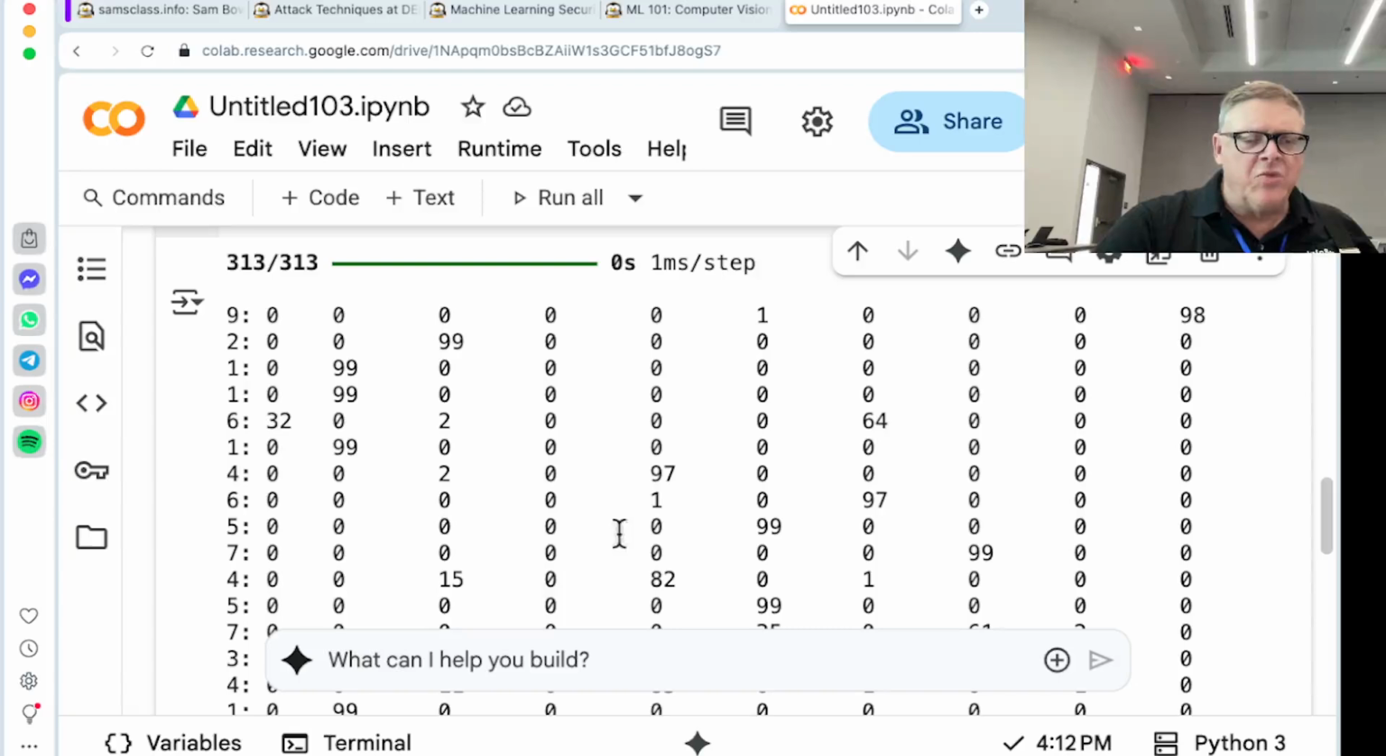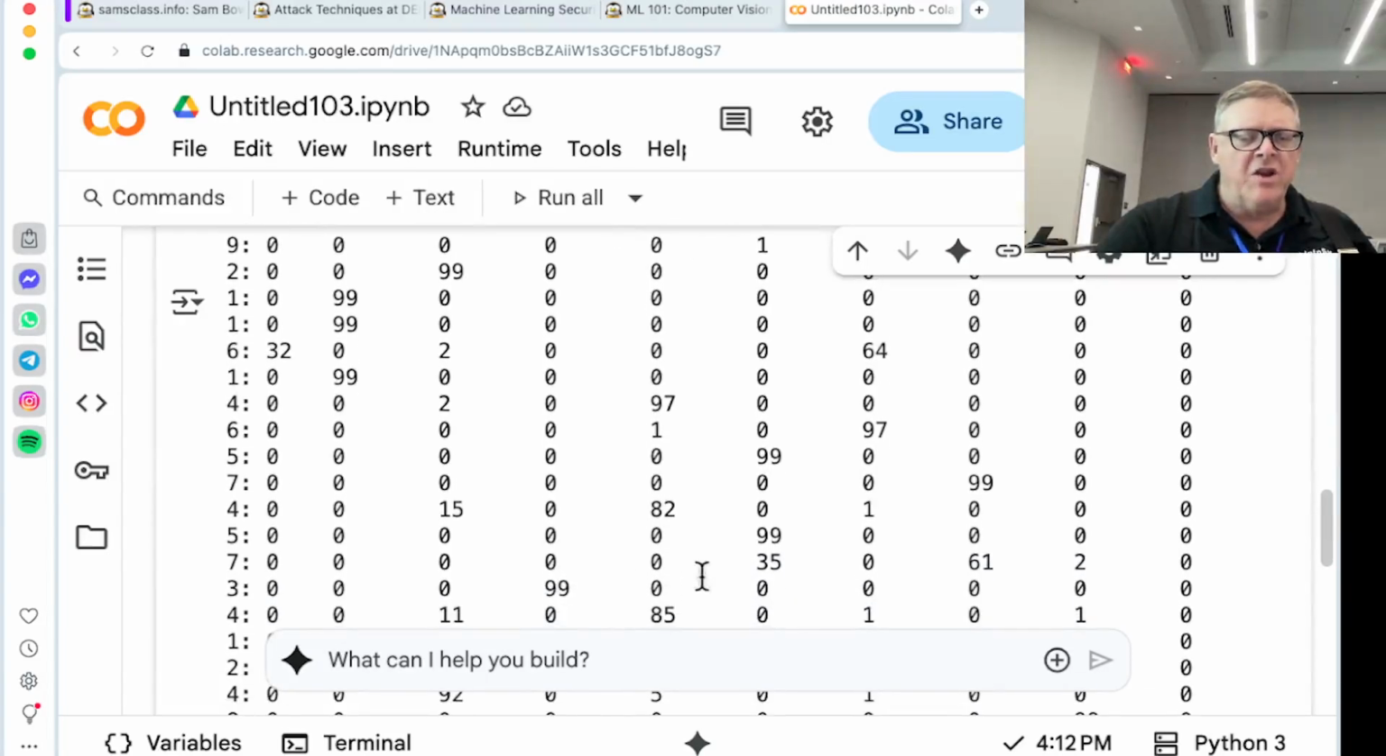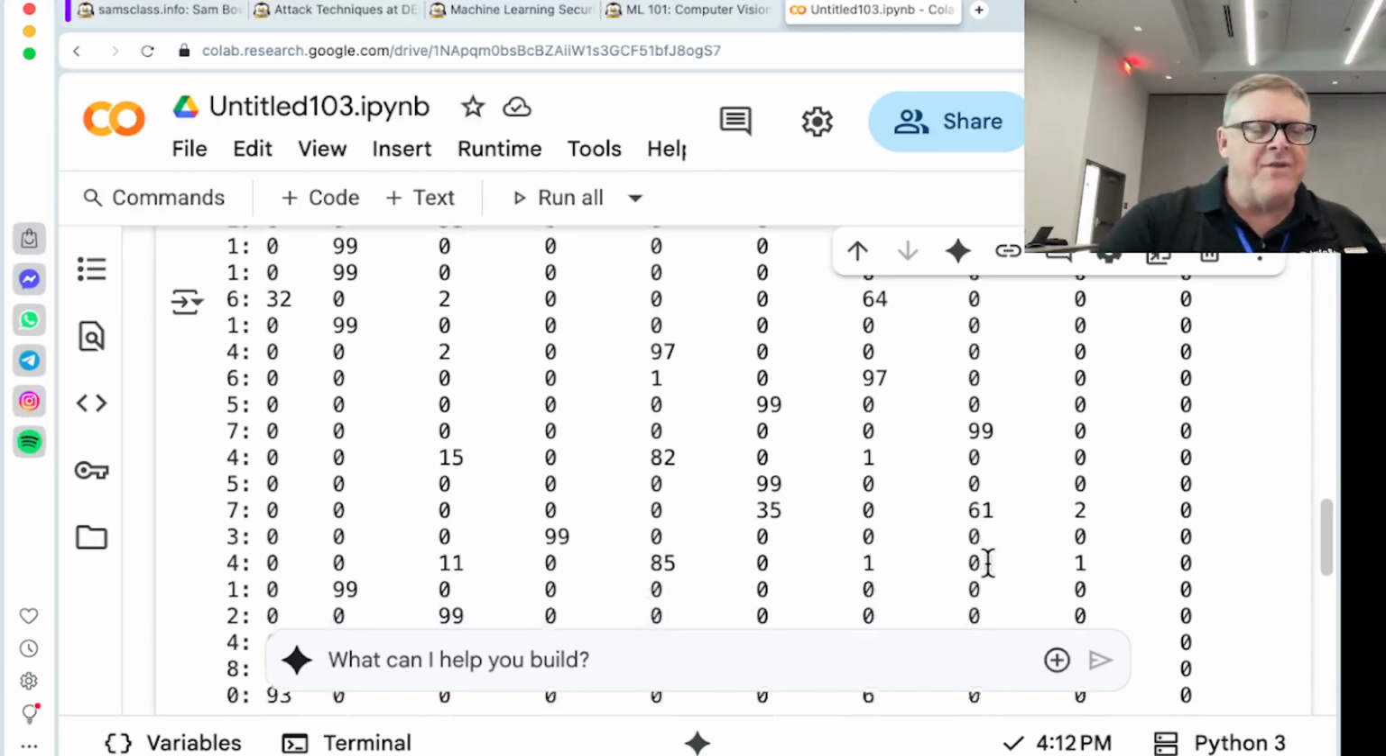Now it's going to get some of them wrong, like here, 82% being a 4, but it had a 15% chance of being a 2, but it still got it right. This one here it might have got wrong. This is really a 7. 0, 1, 2, 3, 4, 5, 6, 7. Nope, it got it right. The biggest number is 7.